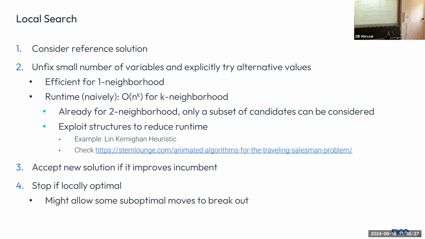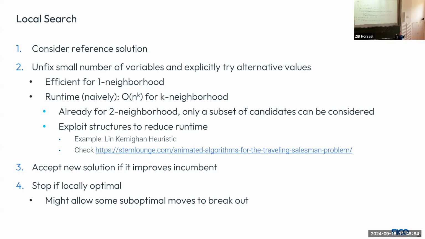Before we come to large neighborhood search: local search is the typical combinatorial procedure. It considers a reference solution, unfixes a small number of variables from there, and then tries alternative values. So you take a reference solution and try to find one that's very close to it by explicitly checking.